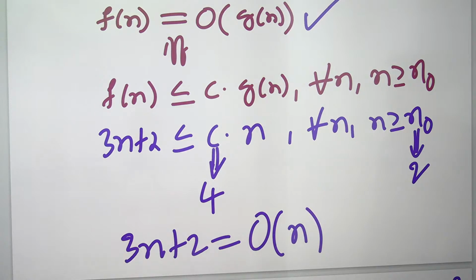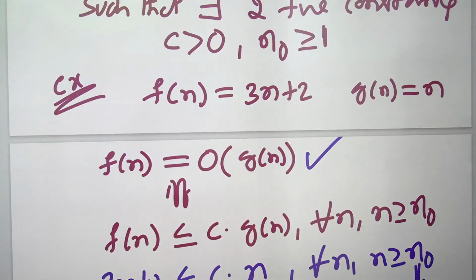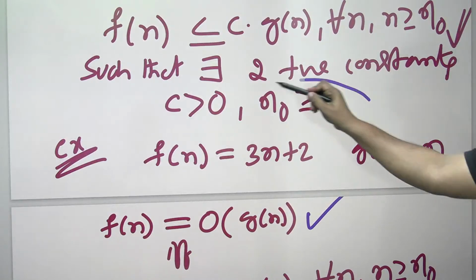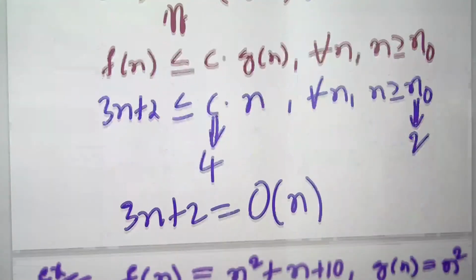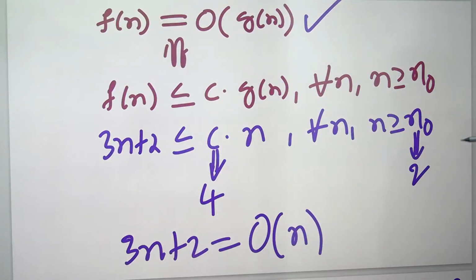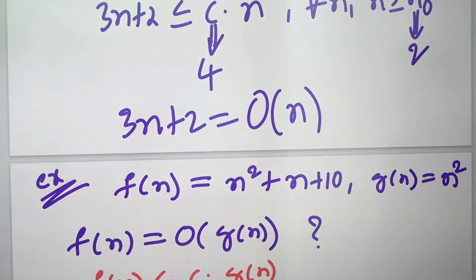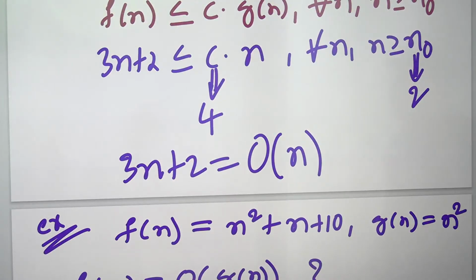So I think if I start checking from 1 onwards, according to the definition, the minimum n0 is 1. Start checking from 1 onwards, and at 2 it is working out. So finally 3n plus 2 is big O of n, because I am able to satisfy the definition.